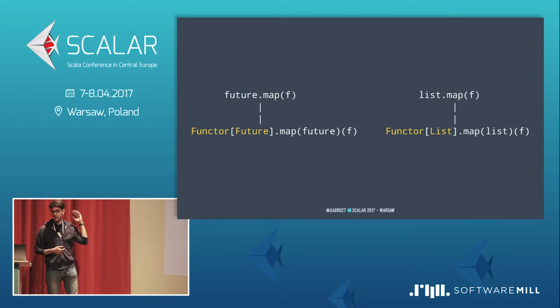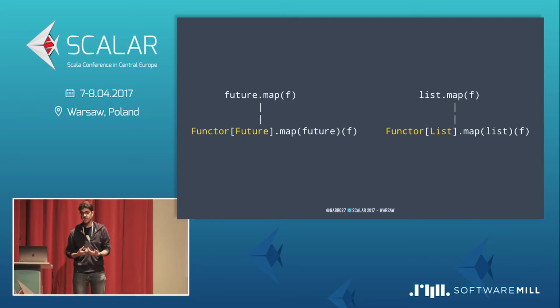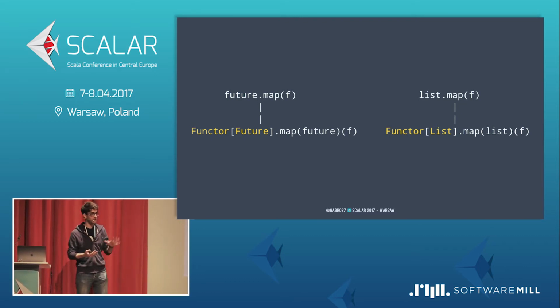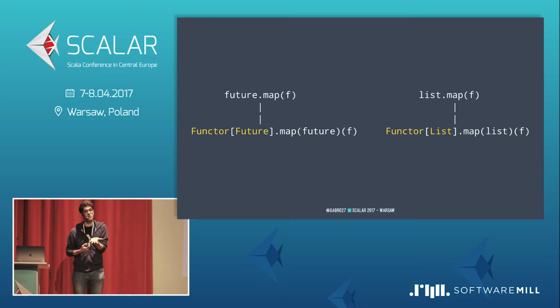So, if you have a Functor for a Future, you know how to map over Futures. If you have a Functor of a List, you know how to map over Lists. This is not true in Scala. You can map over Lists without the concept of a Functor, because it's implemented that way. But for a second, pretend that you have two Functors. Functors, from category theory, compose. So what does it mean? It means that you have a Functor of a Future and a Functor of a List.